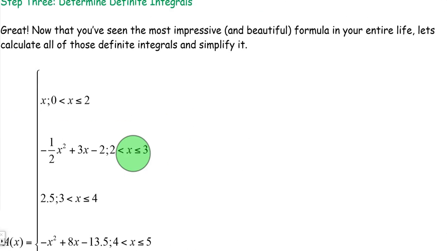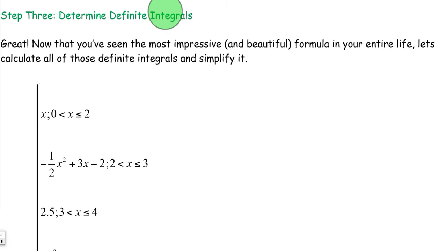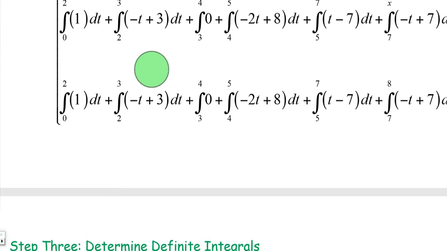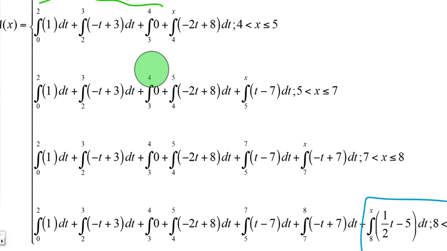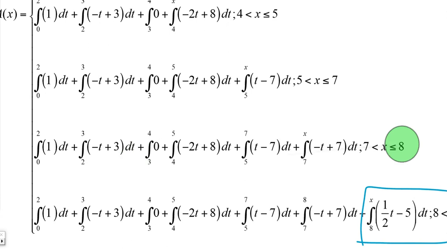Okay, so step 3 is to determine the definite integrals. Again, you can go back and do the work yourself. That would take too long for this video. But for example, this piece right here, if you would just integrate that, take the antiderivative, plug in x, and then plug in 7, simplify. All these before it are constant numbers, so that's easy. And that will give you a formula from 7 to 8.